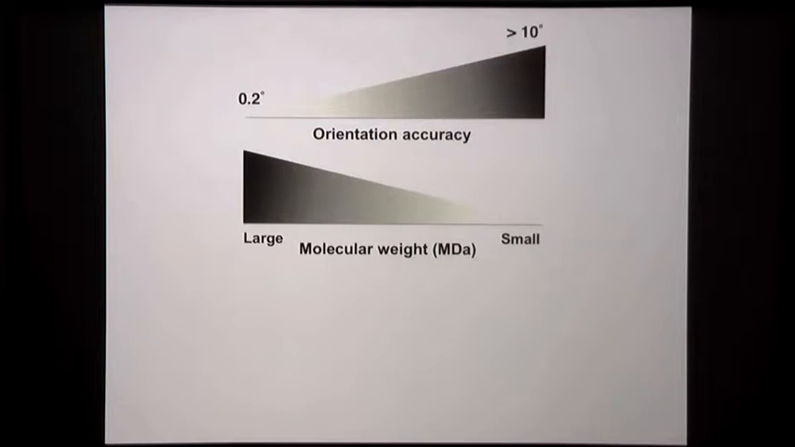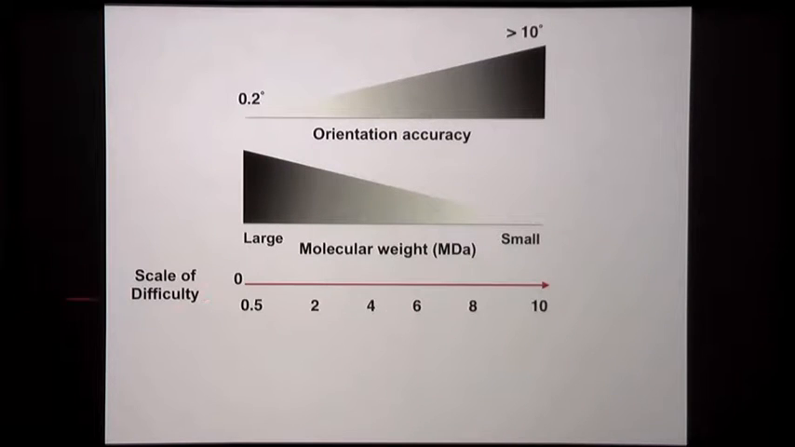For the past 2 weeks, you have been listening to the theory of EM, and you would have realized that if you had a large molecule, then it's easy to work and it's easy to get a high resolution structure faster. So it largely depends on how accurately you can orient the molecule. If you have a very low orientational accuracy, then you get a high resolution structure with a smaller number of particles.